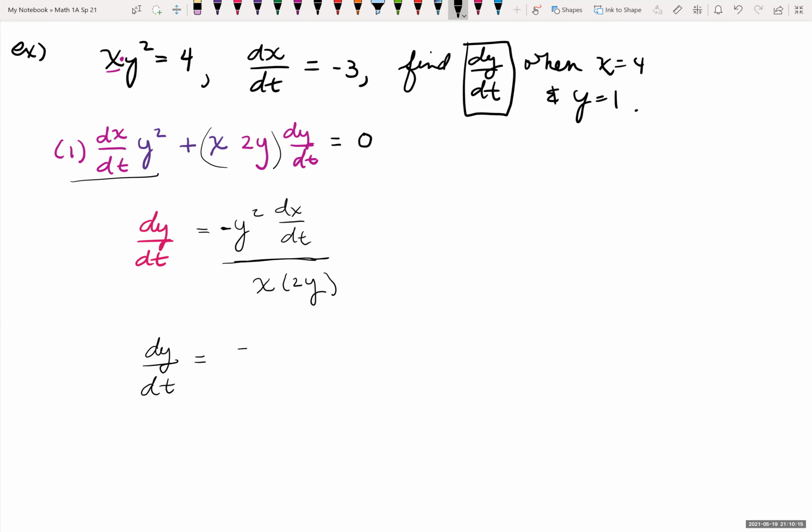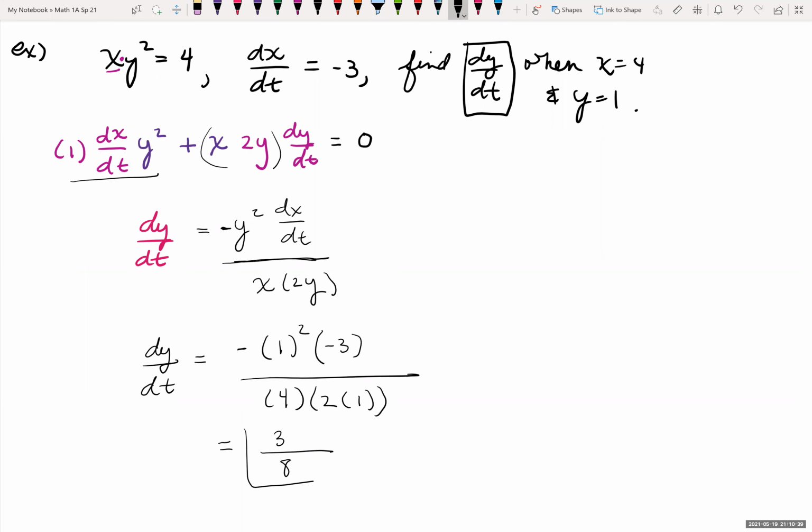So this is equal to negative, y is 1, so 1 squared times dx dt, which is -3, all over x, which is 4, times 2 times y, which is 1. So 1 squared is 1 times -3 and times that negative, that's just going to give me 3 all over 4 times 2, which is 8.